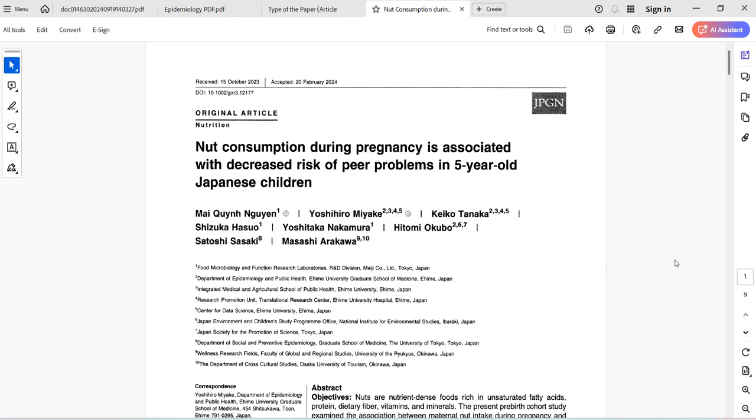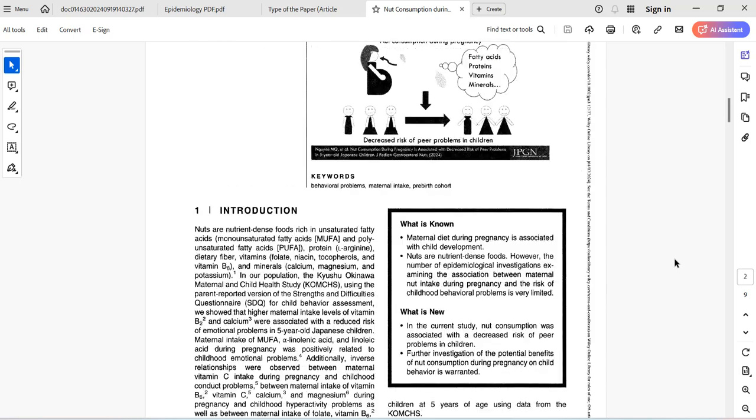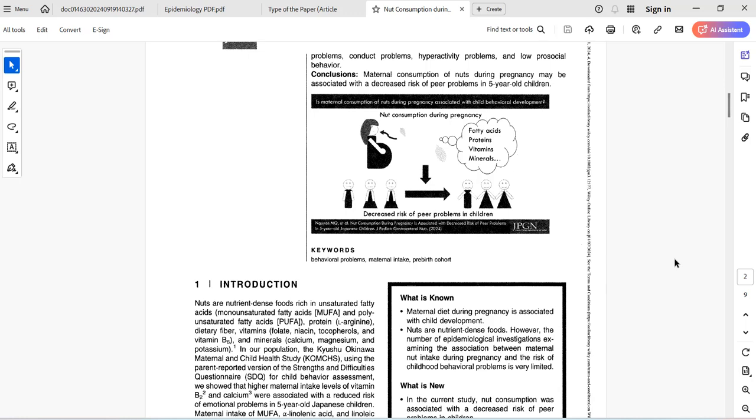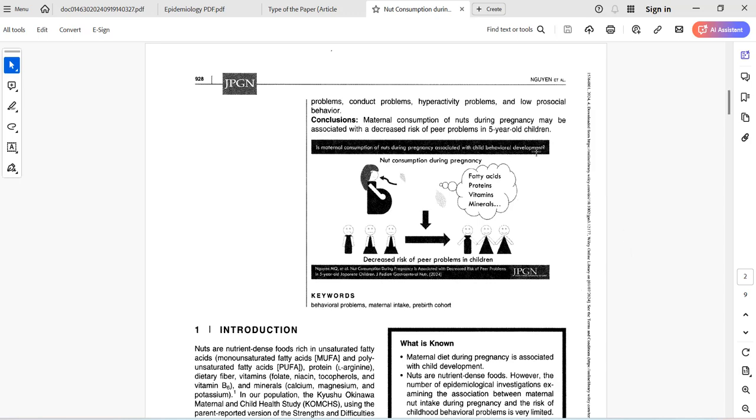And I wanted to share this one because I love coming across titles that make you first go, what? Somebody really studied that? How's that possible? And that's what's fun about epidemiologic methods. So in this particular study, this group was comparing individuals who consumed nuts during pregnancy versus those who didn't, and then looking at age 5 to see about potential peer-related problems. I think they defined that here as child development related behavioral development stuff.